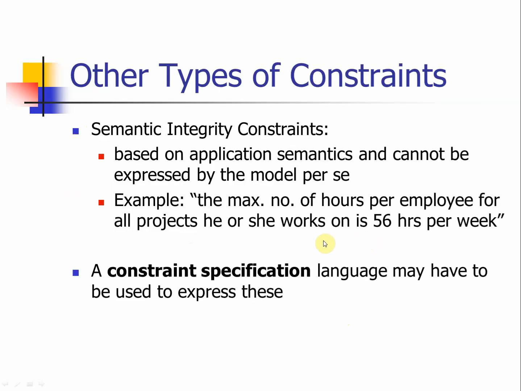The last constraint I want to talk about is the semantic integrity constraint. It is based on application semantics and cannot be expressed by the model per se, including, for example, the maximum number of hours that a person can work. These kinds of things will not be able to appear on the relational schema diagram. However, when we are writing the code to create a database, we will be able to specify that.